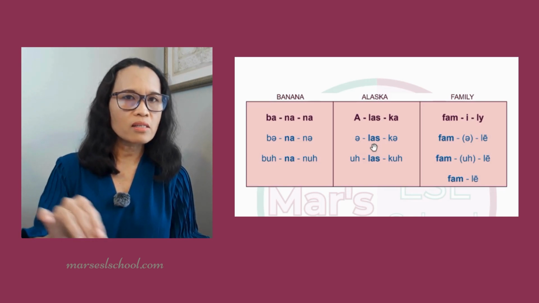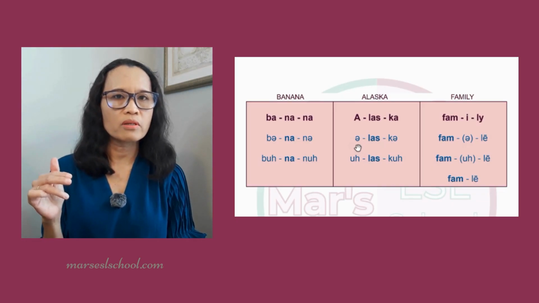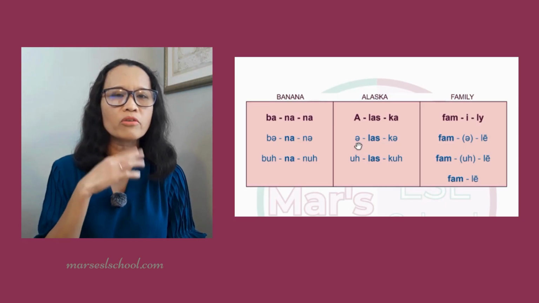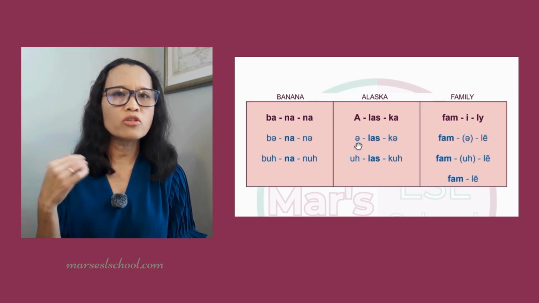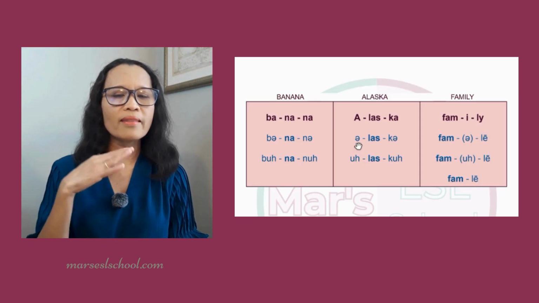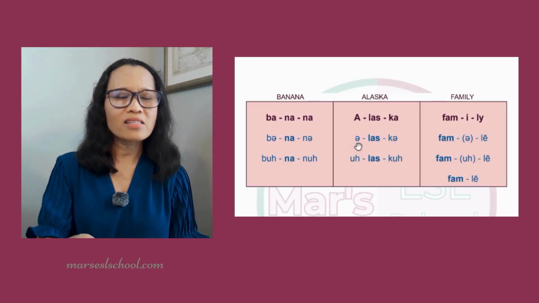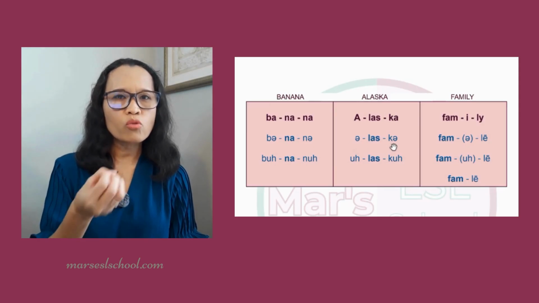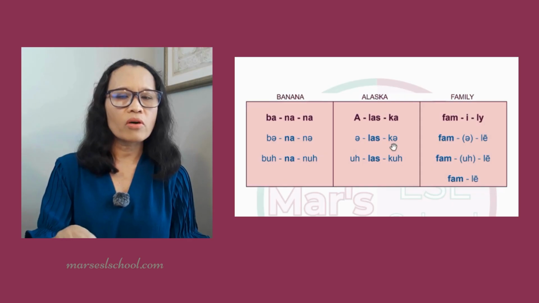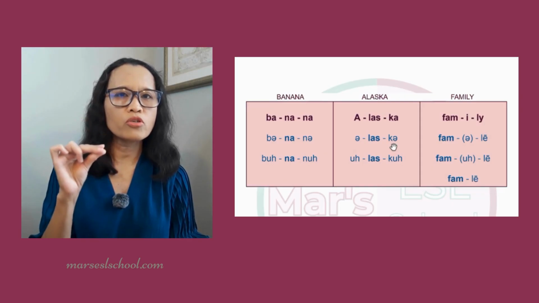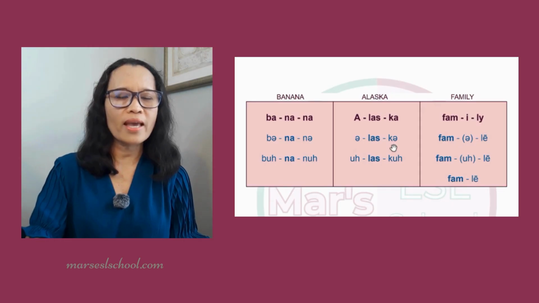Now the first syllable has a schwa sound. So you keep your mouth neutral. You don't have to open your mouth. You don't have to drop your jaw. Just keep it neutral, slightly open, and then push the air out. For your last syllable, you have a schwa sound also. So this one, you keep your mouth neutral. You make your K sound.